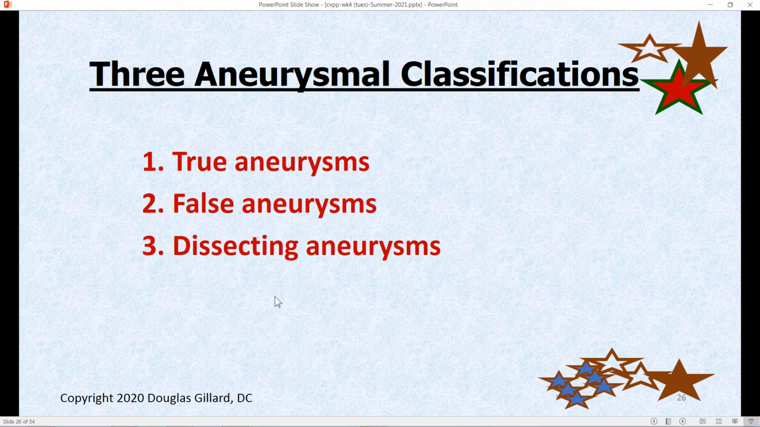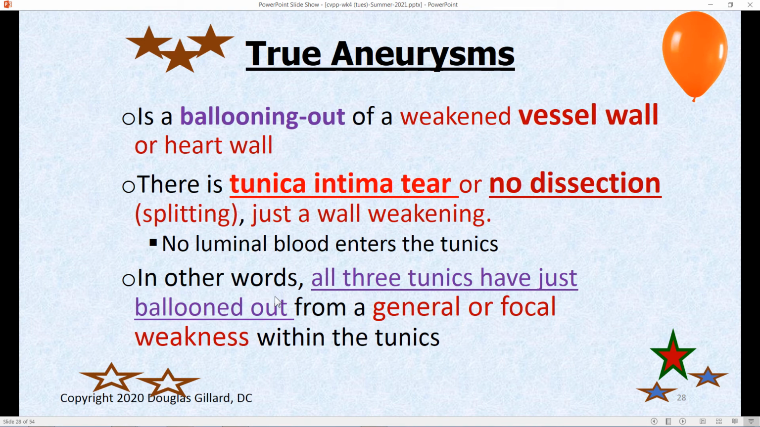All right, there are some different types of aneurysms we've kind of mentioned, but didn't talk about much. So let's get into the true versus false versus dissecting aneurysms. True aneurysms are just that. They're a weakening of the blood vessel wall, and the blood vessel has expanded outward. There is no rip, no tear in the tunica intima. It's just a weakening and stretching of a focal, isolated area of the blood vessel.